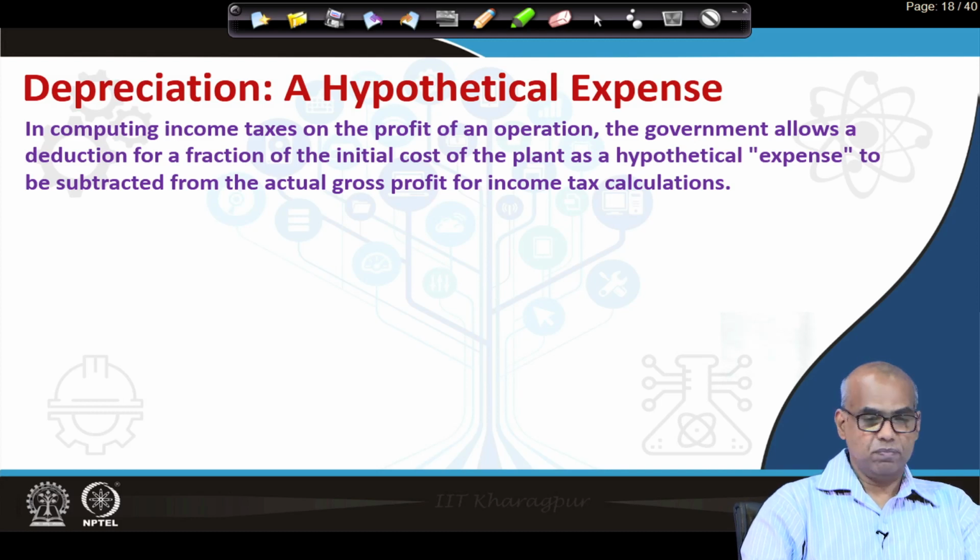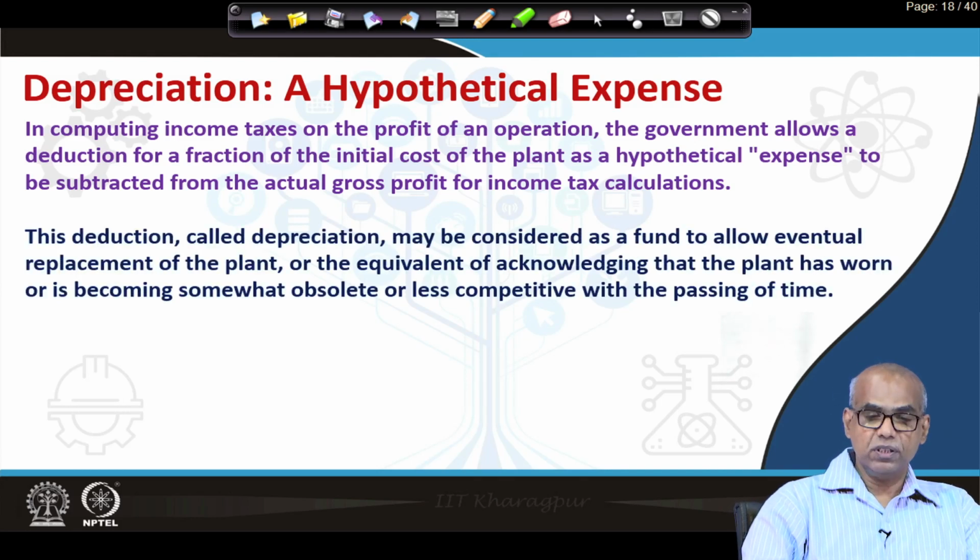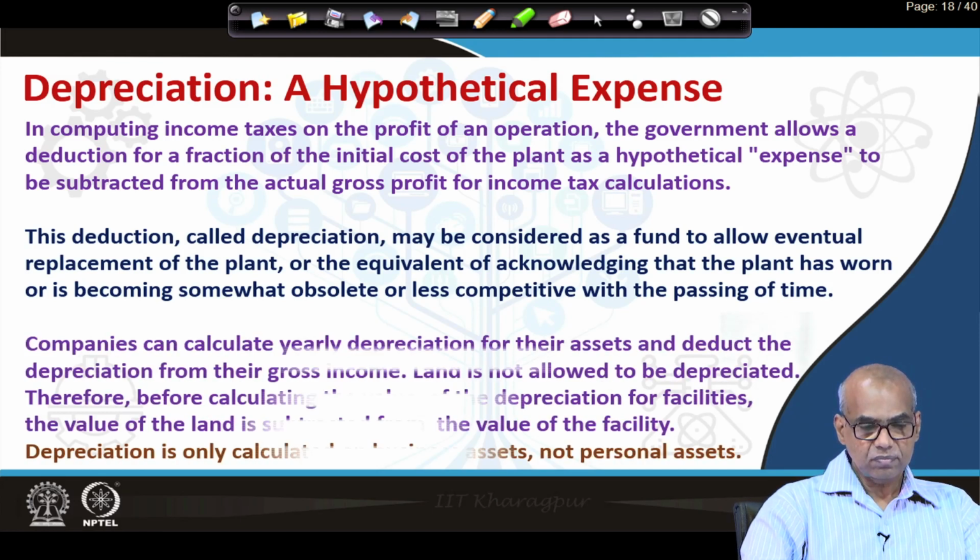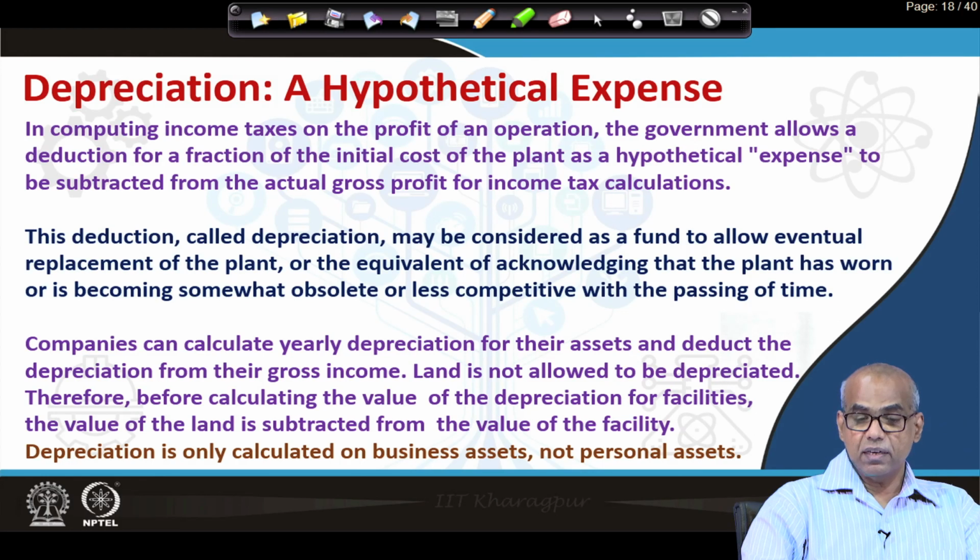which is known as depreciation. This deduction called depreciation may be considered as a fund to allow eventual replacement of the plant or the equivalent of acknowledging that the plant has worn or is becoming somewhat obsolete or less competitive with the passing of time. So, it is basically a way of repaying the initial investment made. Companies can calculate yearly depreciation for their assets and deduct the depreciation from their gross income.